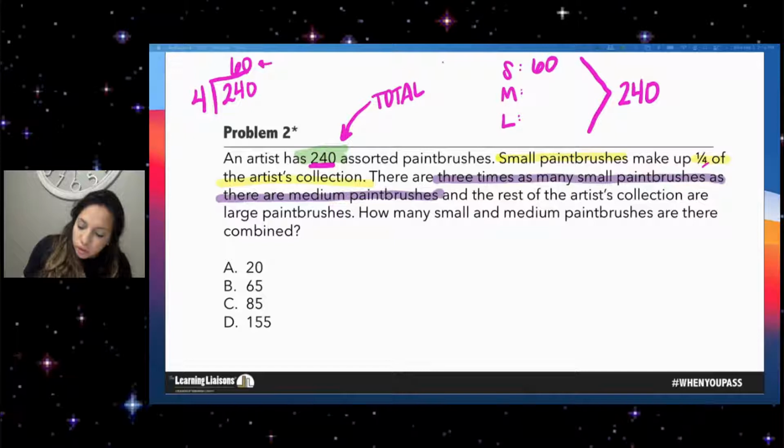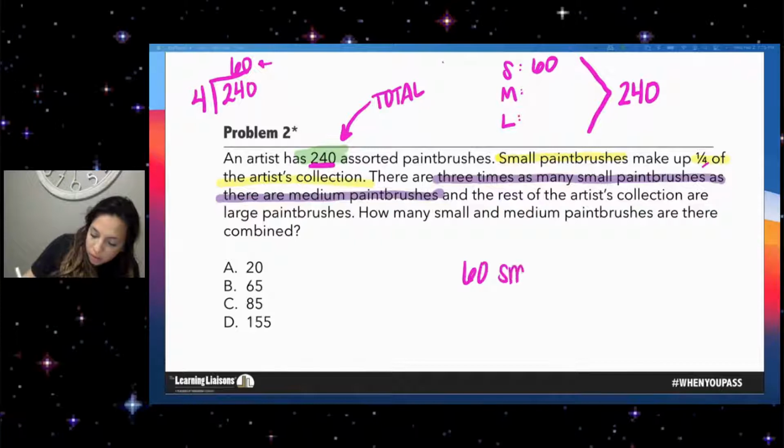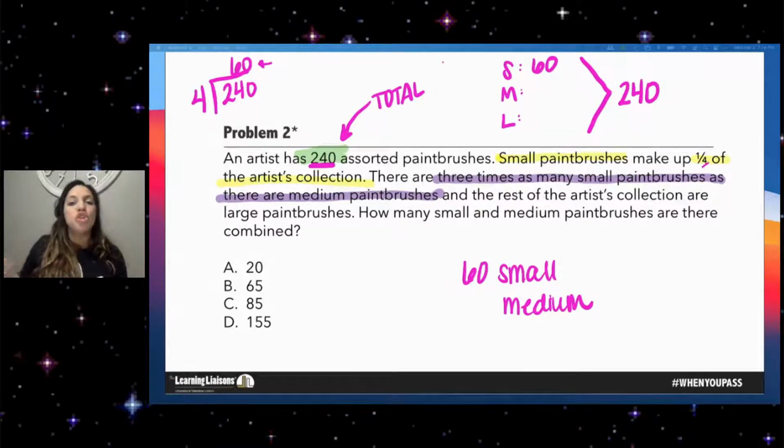There are 3 times as many small paintbrushes. So that means that I have more small paintbrushes than I do medium paintbrushes. So that means if I have 60 small, how many medium do I have? What times 3 is going to give me 60? 20. So let's look and see if this makes sense.